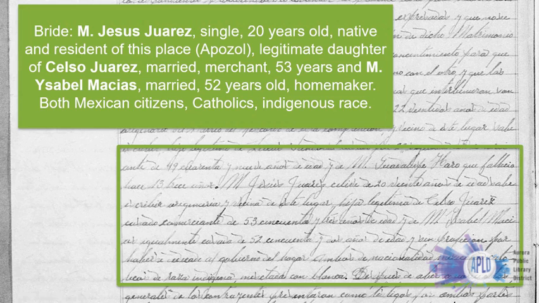So her name was M. Jesus Juarez, and almost always when it has the M, that's for Maria. Every girl in Mexico was Maria, every boy was Jose, and then they had another name that they usually went by. It tells us she's single, she's 20 years old, she's a native and resident of this place, and this is Aposol. And that's great because that's where we found him in the census. And then it tells us she's the legitimate daughter of Celso, who's 53, and M. Isabel Macias, who's 52, and it says their occupations, and that they're Catholics and they're indigenous. So I've got a lot of good information in those records.